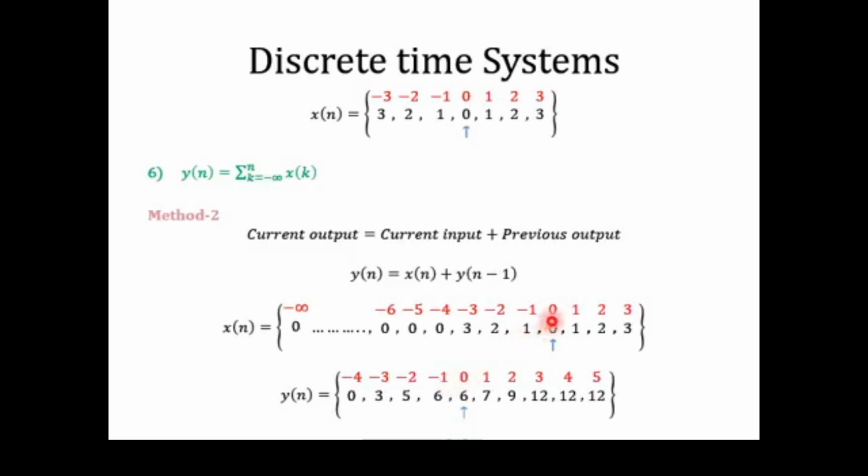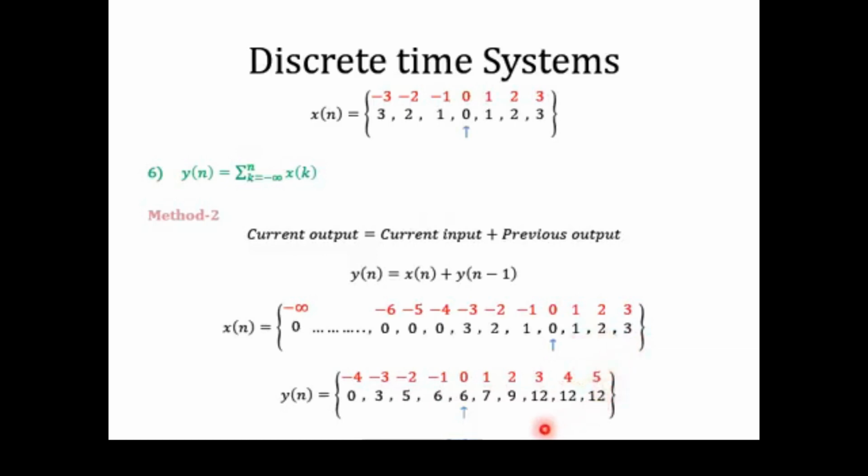Similarly, for 0 index, 6 plus 0 will be 6. Then at plus 1 index, 6 plus 1 will be 7. Then 7 plus 2 will be 9. Then 9 plus 3 will be 12. And then 12 plus 0 will be 12, and 12 plus 0 will be 12.